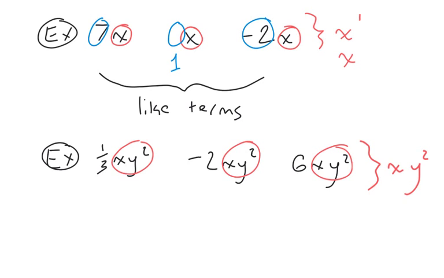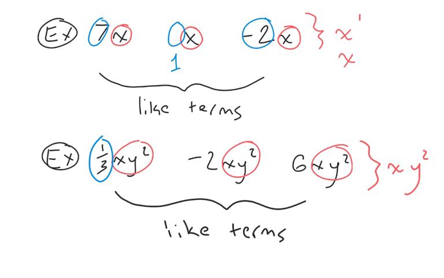Because these terms have the same variables with the same exponents, that makes all these terms like terms. Again, these like terms can have different coefficients. That is 1 over 3, that is negative 2, and that is positive 6. As long as they have the same variables with the same exponents, they are like terms.